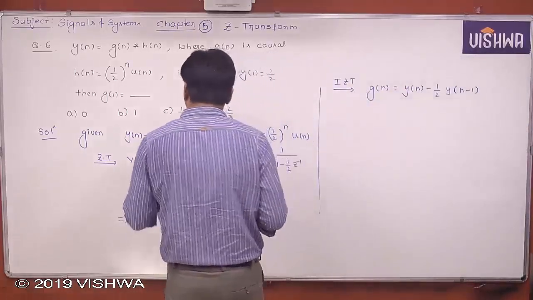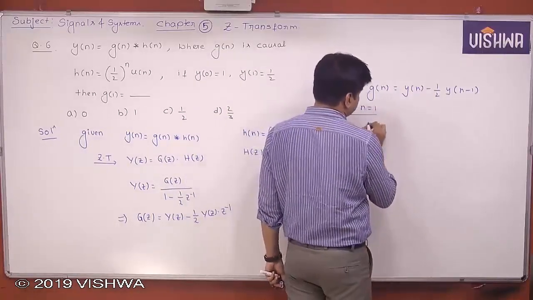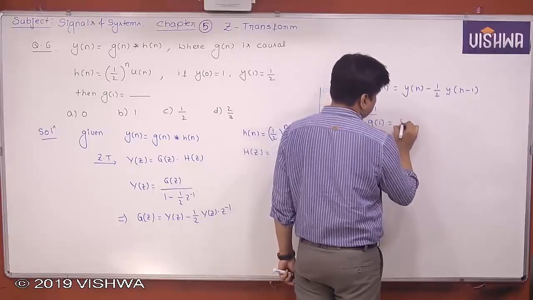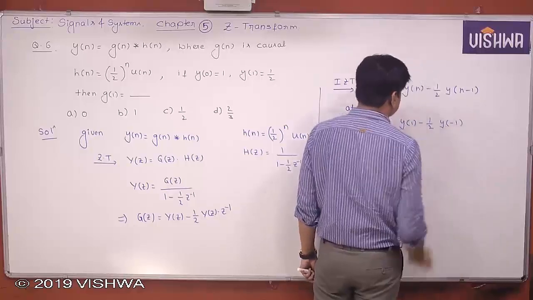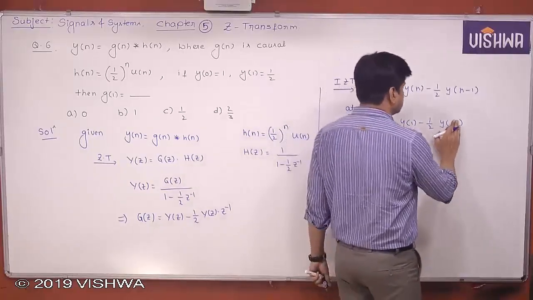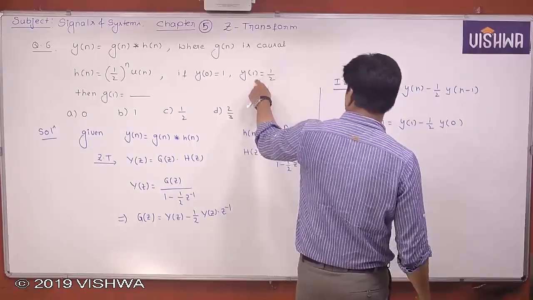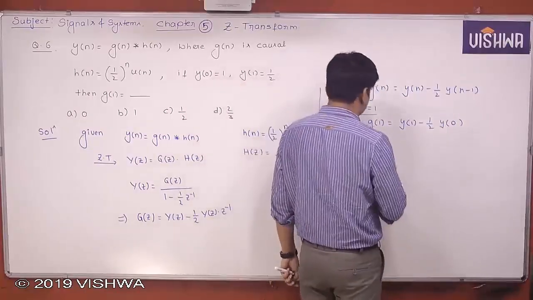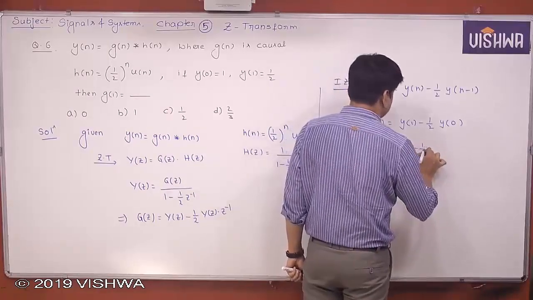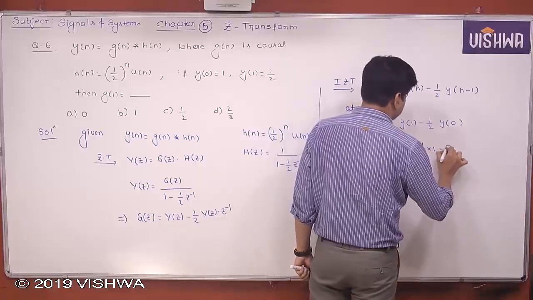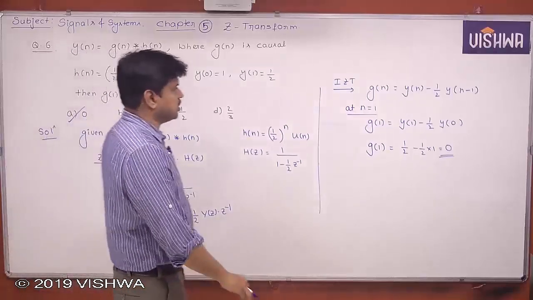Now we have to see what is g of 1. That means at n is equal to 1, g of 1 is equal to y of 1 minus 1 by 2 y of minus 1. Sorry, 0. y of 0. And these values are known. y of 1 is equal to 1 by 2, y of 0 is equal to 1. So what is g of 1? y of 1, 1 by 2 minus 1 by 2 into 1. That is nothing but 0. So you can get the value 0. Clear? Take it.